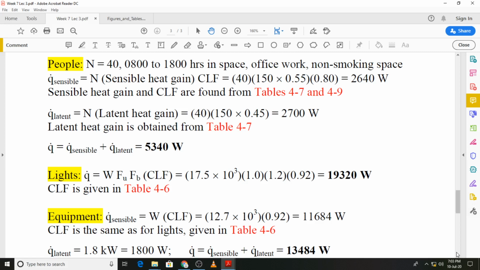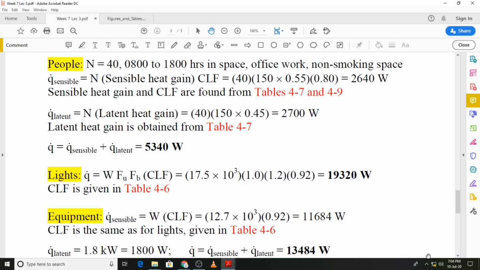The equipment load is sensible, and in this problem we are told that there is also a latent load. The wattage is given for the equipment as 12.7 kilowatts, and in the case of sensible load we need a cooling load factor. The cooling load factor for equipment is the same as that for lights, so you don't have to find that cooling load factor again, just use the value that you had used for lights, 0.92, and you get the sensible load.